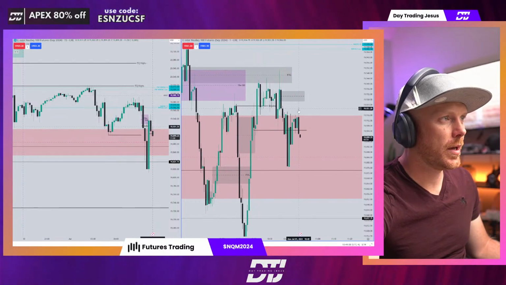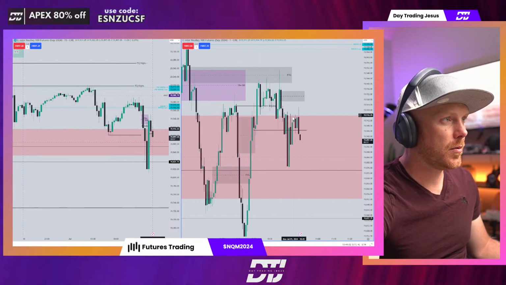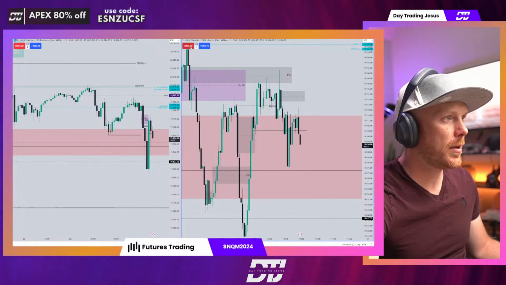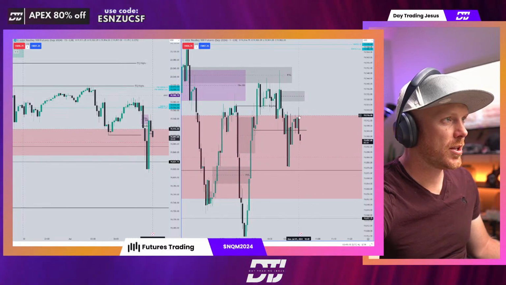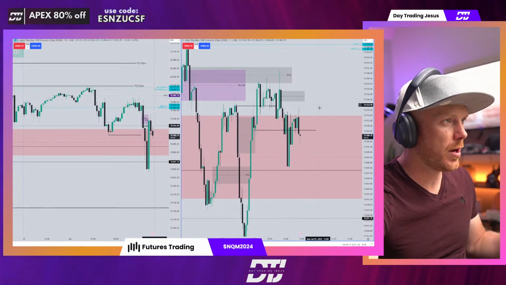I like this wick. We respected the breaker. We're probably going to run these lows. We're probably going to run at least this low, especially after that manipulation. I want to see this breaker find resistance with price.